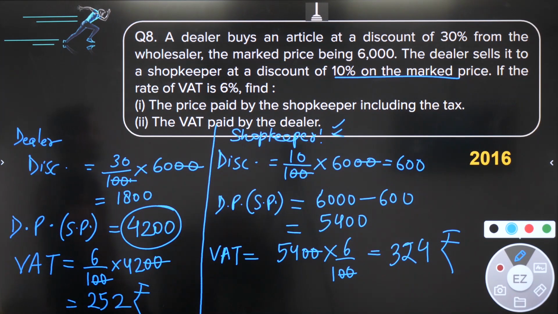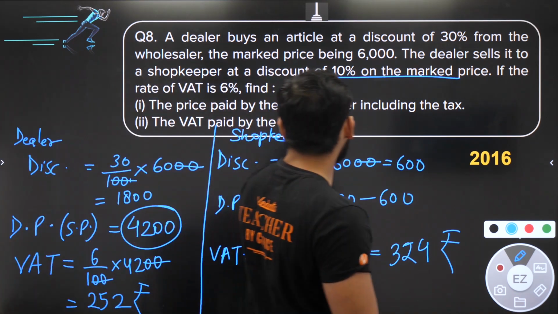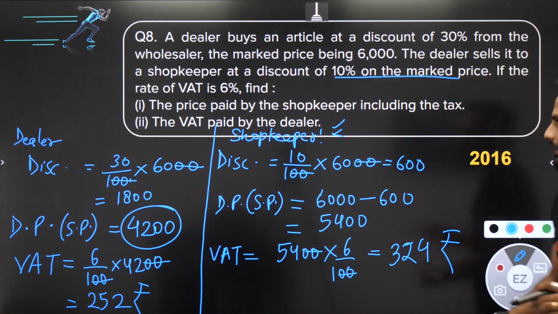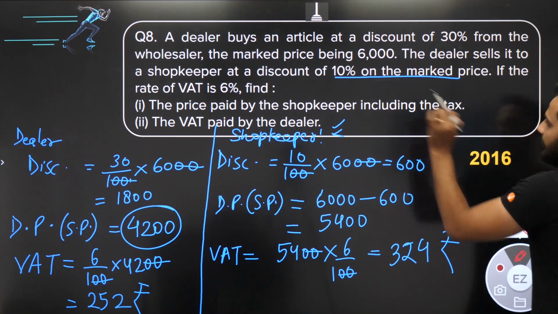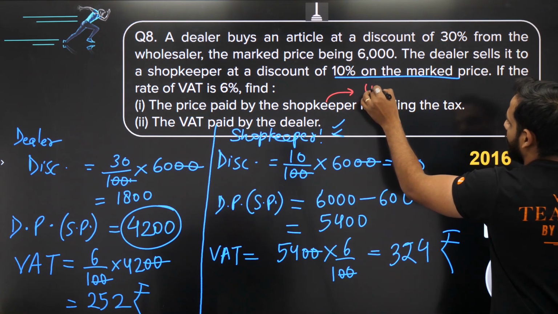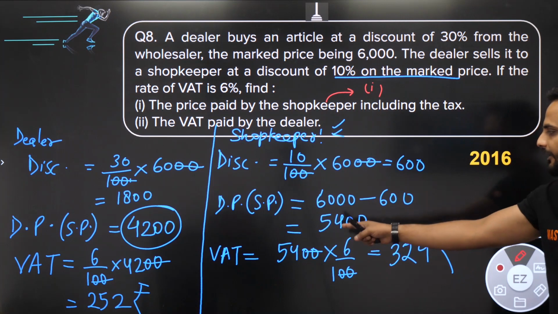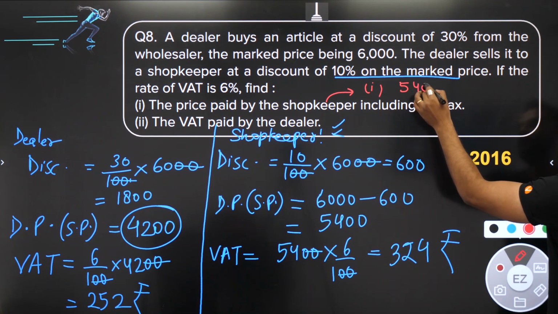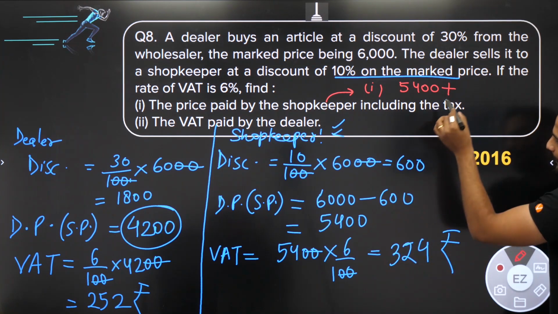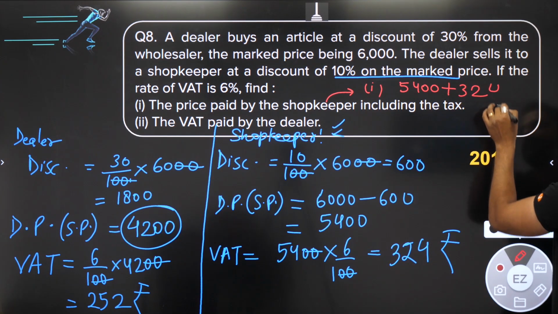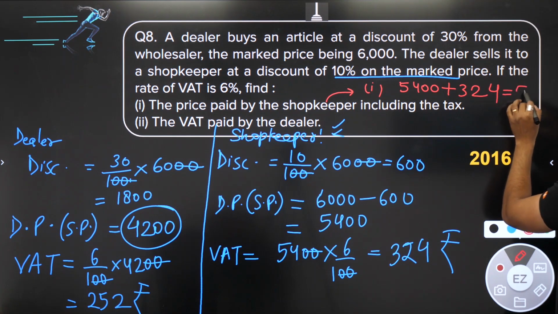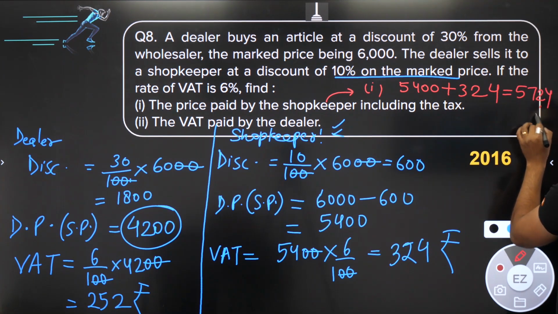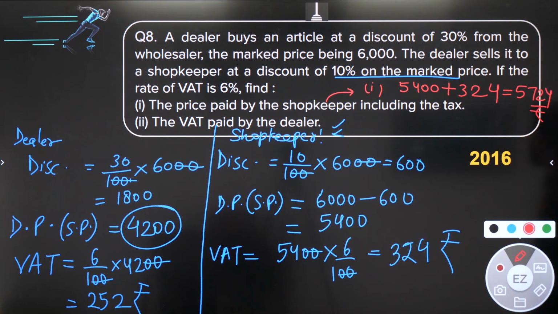Now let's solve the question. The price paid by the shopkeeper including the tax. First one, the price paid by the shopkeeper. How much is the price for him? The price for him is 5,400, plus how much tax has he paid? He has paid rupees 324 as the tax. So the price will be 5,724 rupees. The price paid by the shopkeeper to the dealer will be 5,724 rupees.